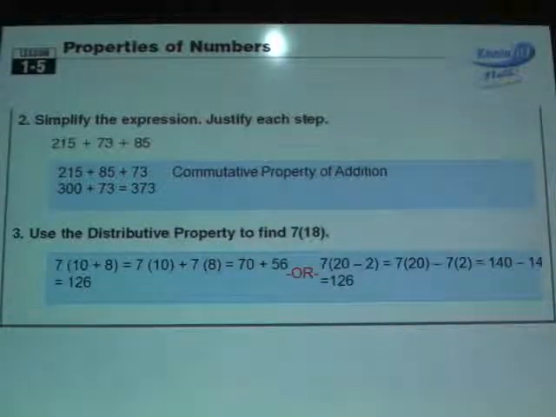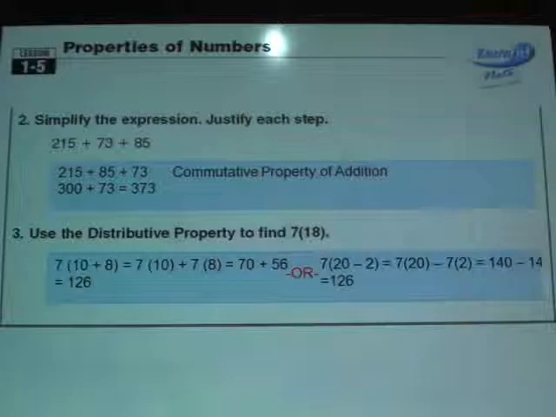Now they're going to ask us to simplify a problem and solve it and justify our steps along the way. So we see 215 plus 73 plus 85. Now as that problem exists right now, that's not very friendly. I don't want to do 215 plus 73. It's not necessarily going to give me a number that's easy to work with. Realize we would have to do that first by order of operations.